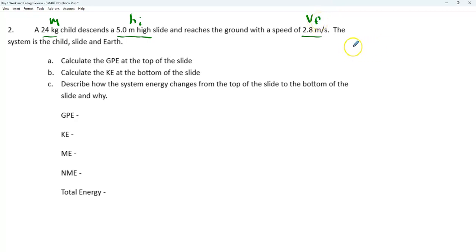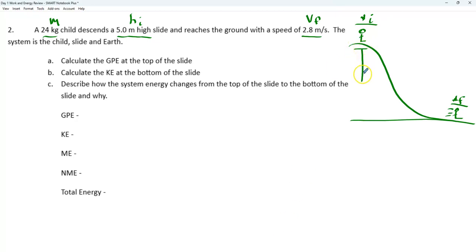So if I was just drawing a picture, there's the slide. Here's the kid. And they're going to start up here at this point, which is the initial point, and they're going to end down here moving at the final point. Everybody okay with those initial and final values? Hopefully you are. So it tells you the height initial, and then this is the velocity final. So we're going to calculate different things. The thing I like to do with these, again, is do the LOL graphs.